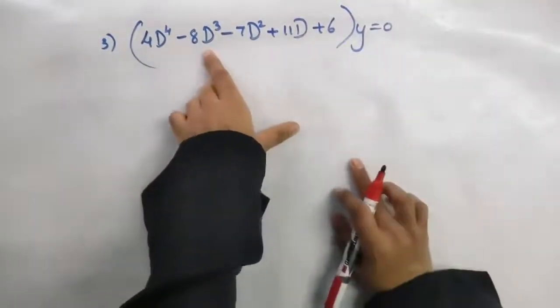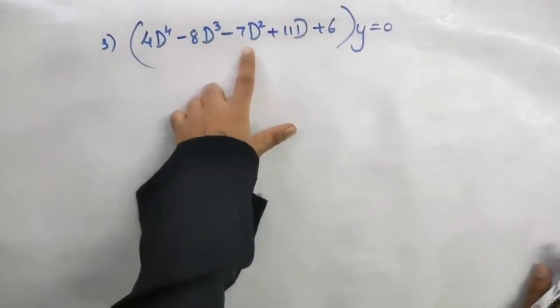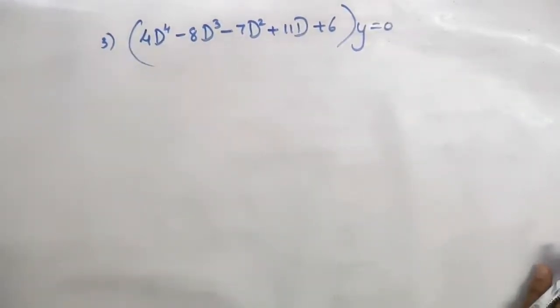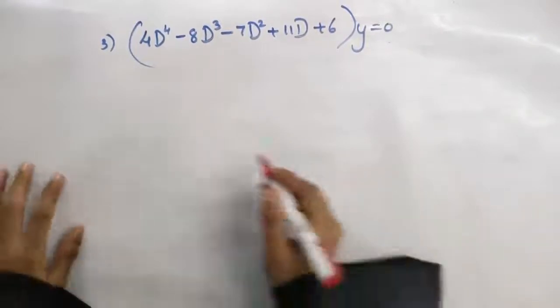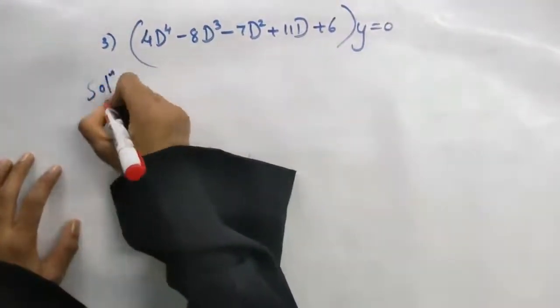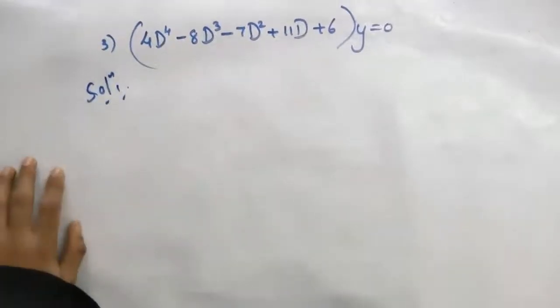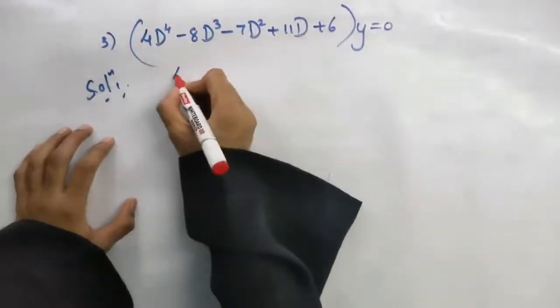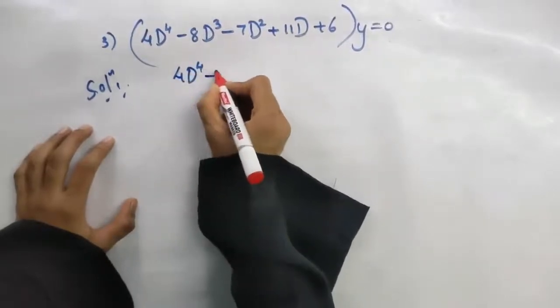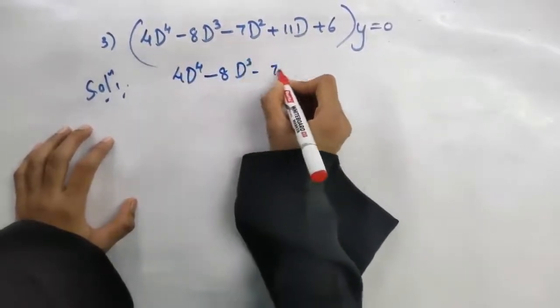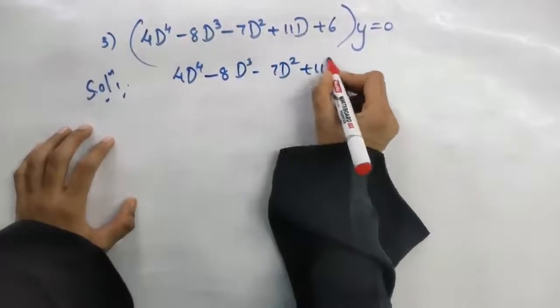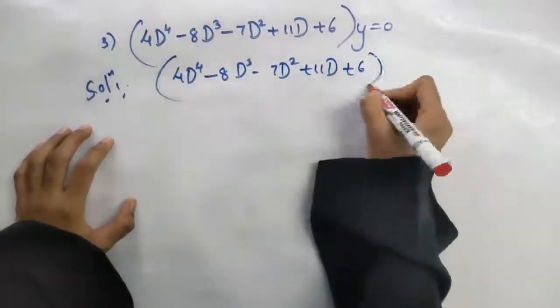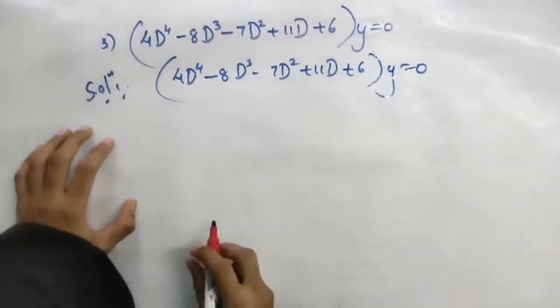Okay, so (4D^4 - 8D^3 - 7D^2 + 11D + 6) y is equal to 0. Okay, so let's start with the solution. Since the equation is already given in the standard form, I mean the f of D is directly separated form, so (4D^4 - 8D^3 - 7D^2 + 11D + 6) y is equal to 0. This is the given equation to you.